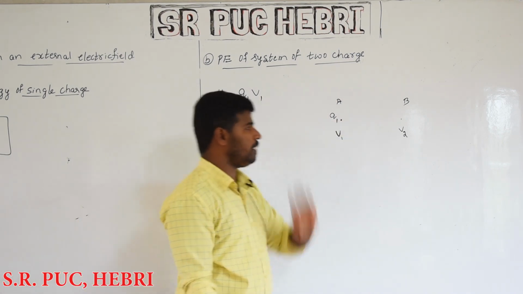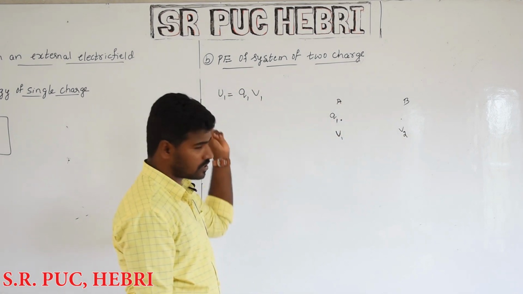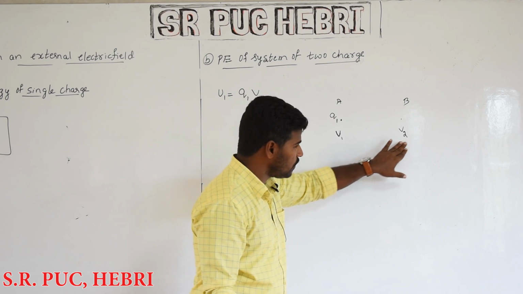Similarly, the point B has a potential called V2, because of an external electric field. This V2 is because of an external electric field.